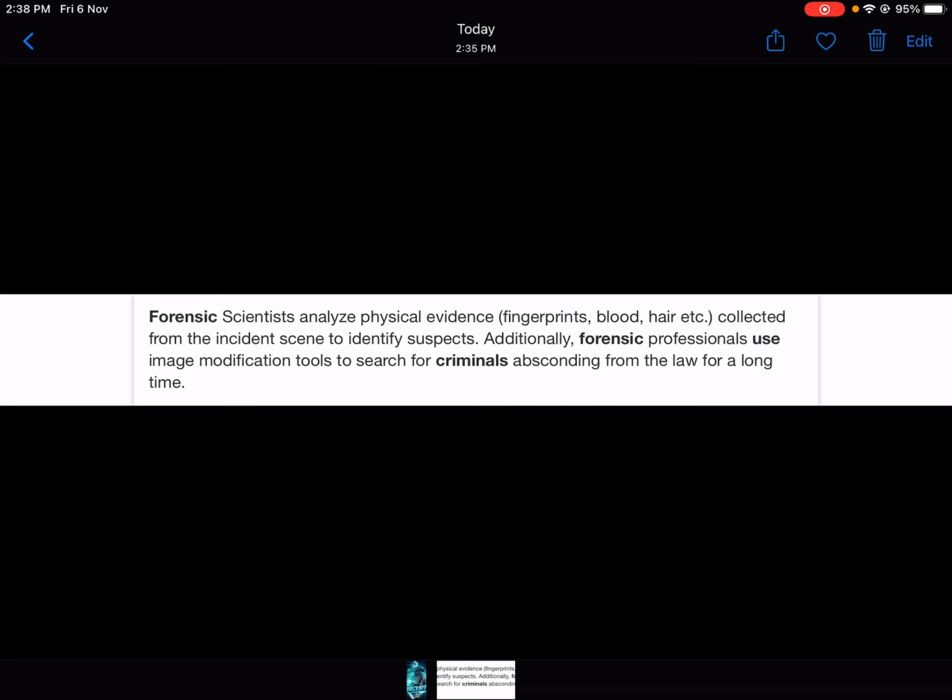Like I told you, forensic science analyzes physical evidence, fingerprints, blood, hair, etc., collected from the incident scene to identify suspects. Additionally, forensic professionals use image modification tools to search for criminals the law has been observing for a long time.